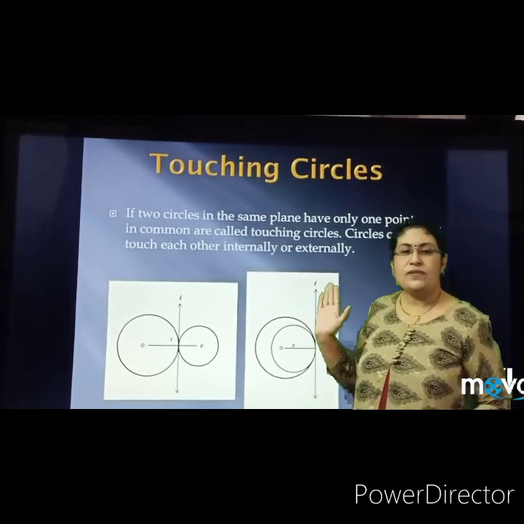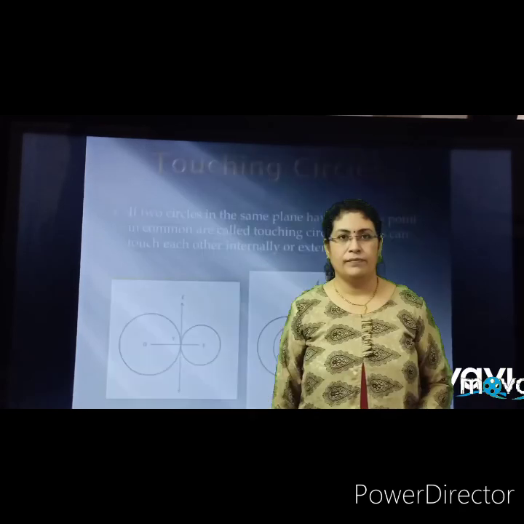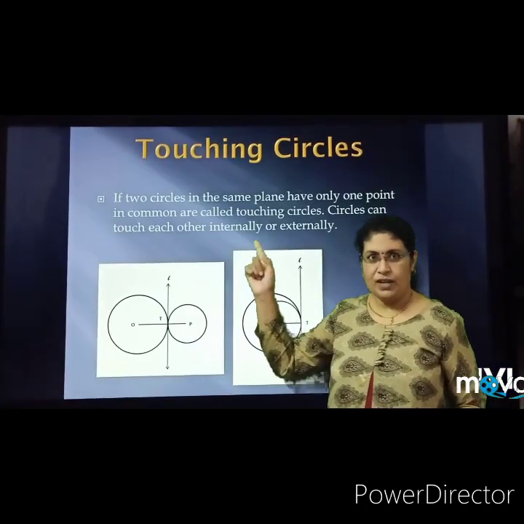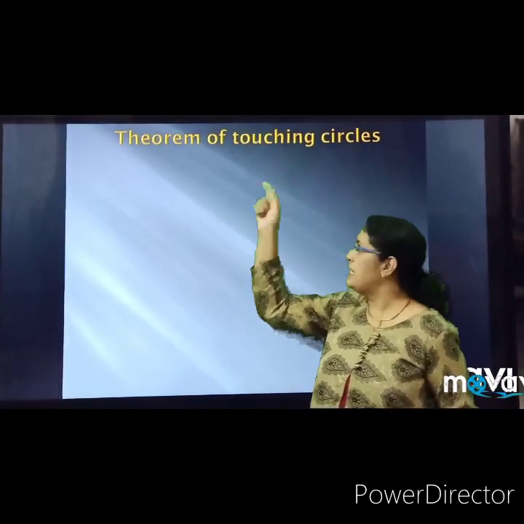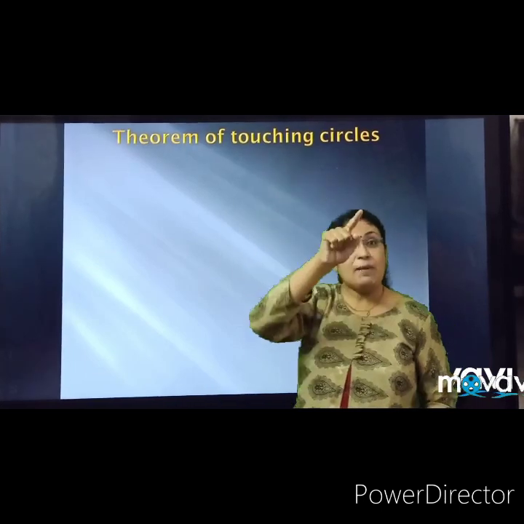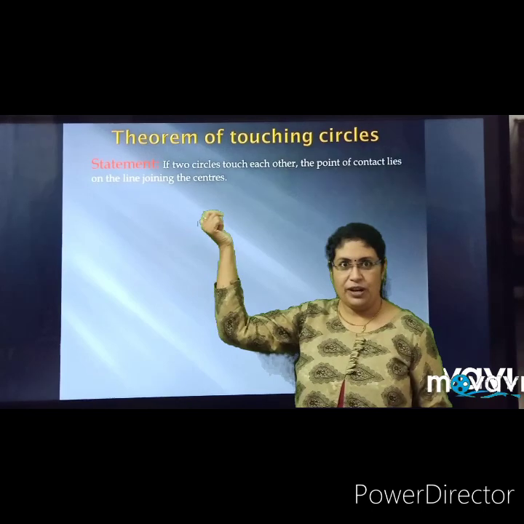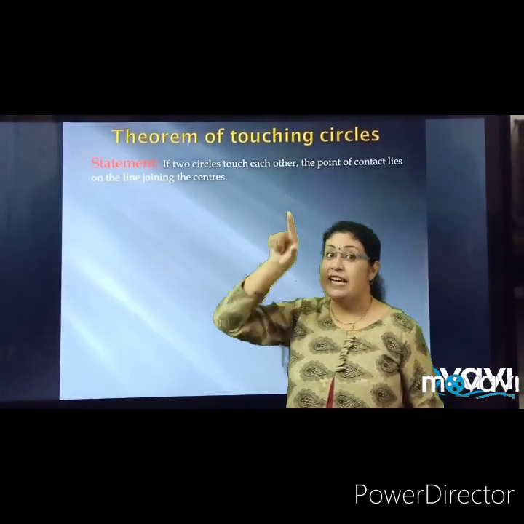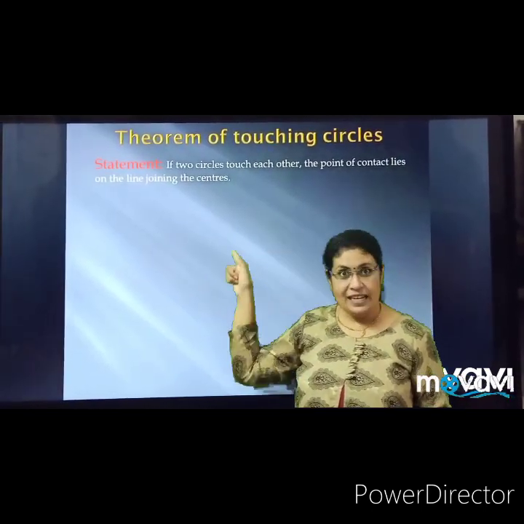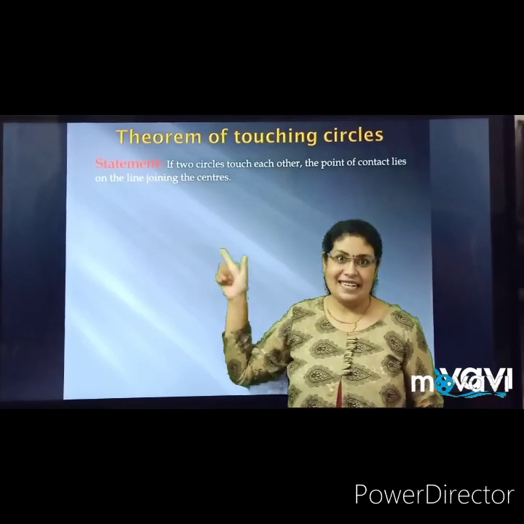Now with respect to this we will see the next theorem. Let us see the theorem, that is the theorem of touching circles. Now the statement of the theorem says that if two circles touch each other, then their point of contact, that is what we have seen according to our diagram, lies on the line joining their centers.